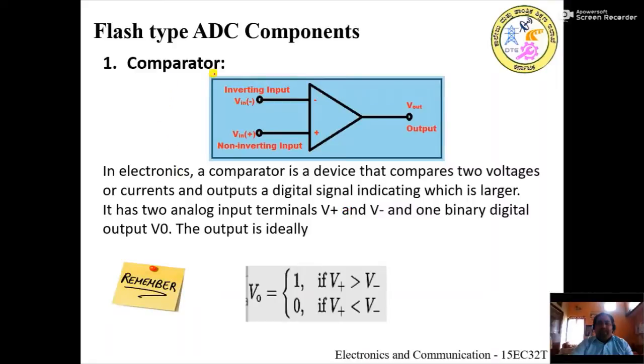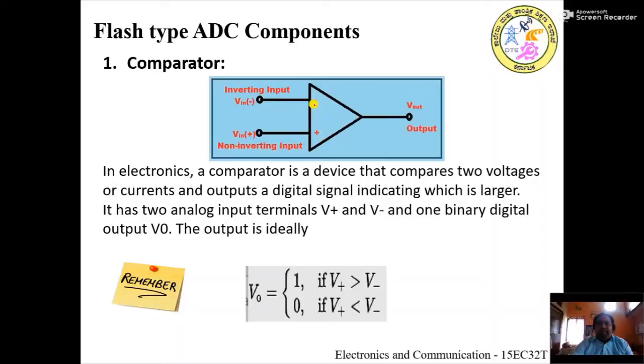First one is the comparator. So this is the comparator. Basically, it is used to compare the inputs, and it produces the output either 1 or 0. Generally, it can be a digital comparator, or it can be formed by the op amp. So as you can see, an operational amplifier here.